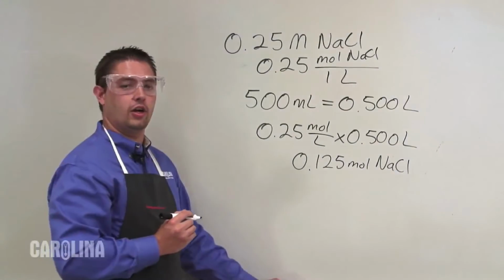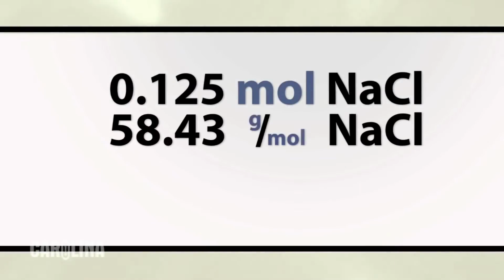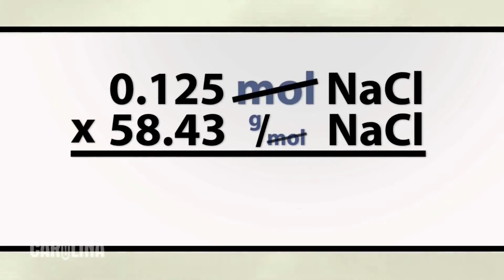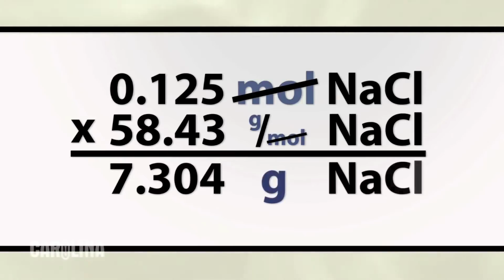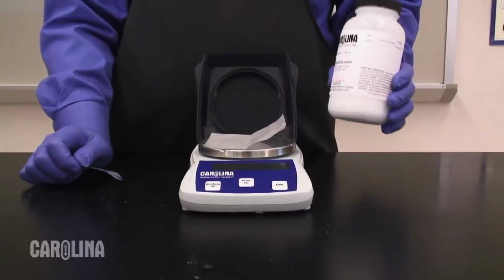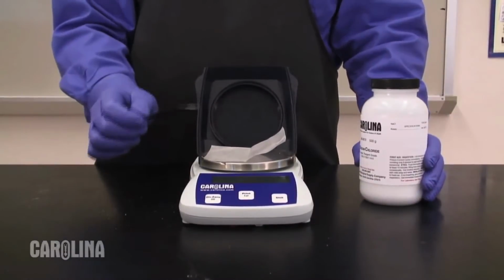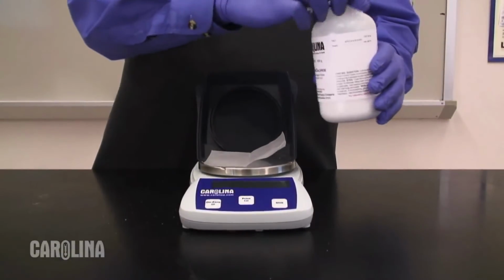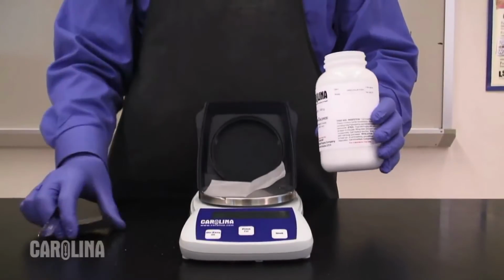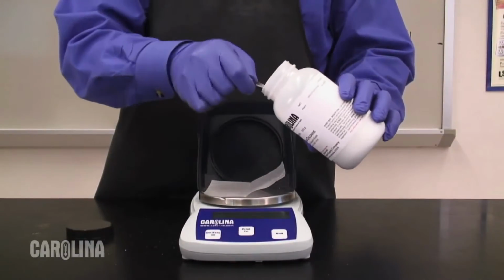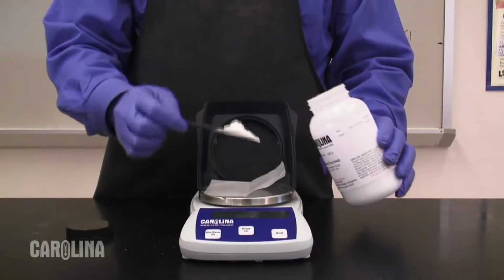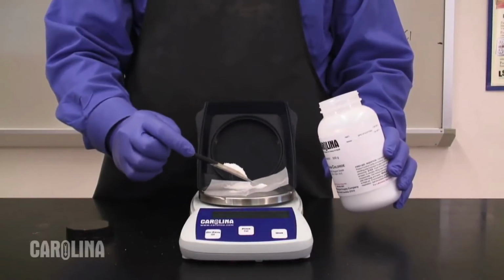From earlier, we can remember that there are 58.43 grams per mole of sodium chloride. We can determine that the exact mass that must be measured out is 7.304 grams of sodium chloride. In lab, obtain some sodium chloride in a clean lab scoop, and using a balance with some weighing paper, measure out as close to 7.304 grams as possible, marking down your exact mass.